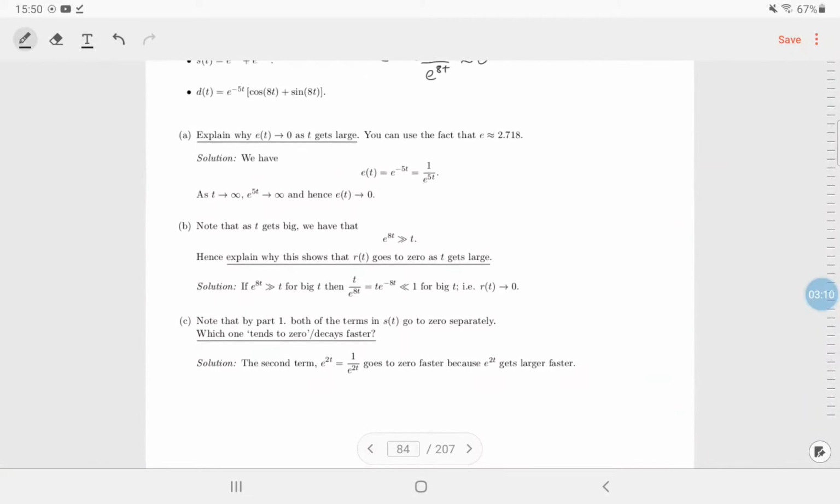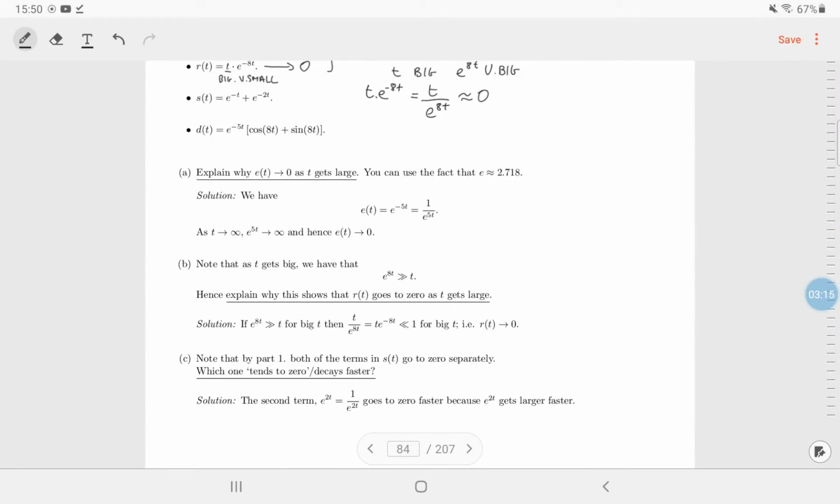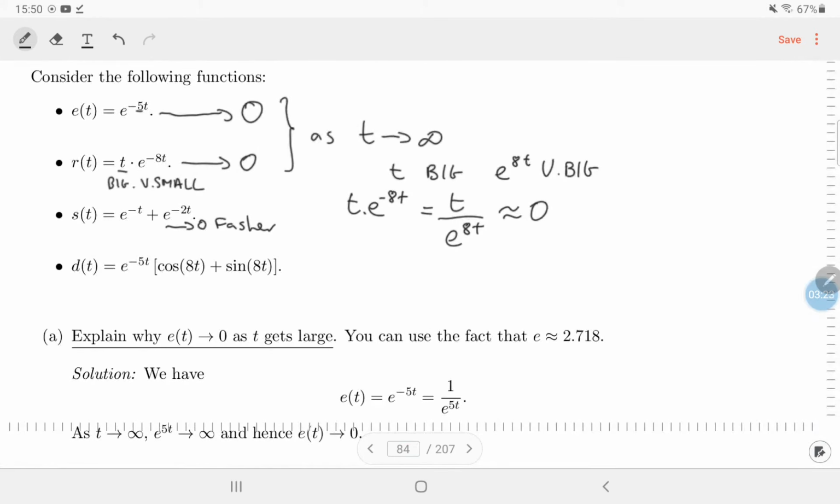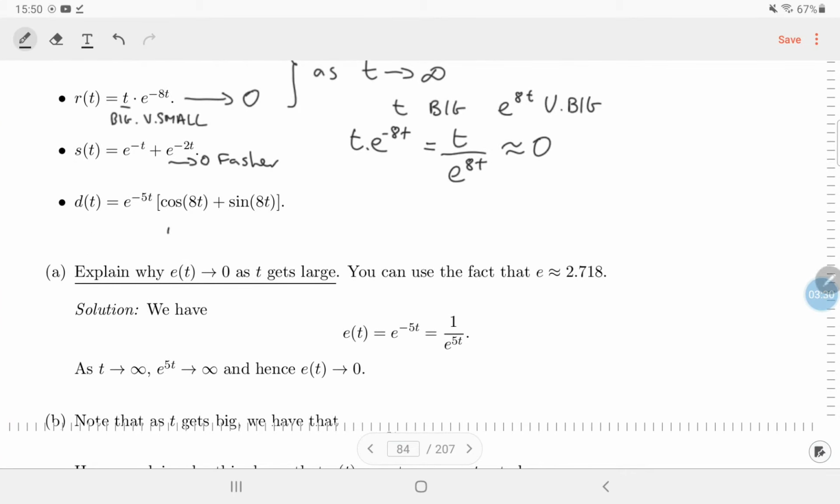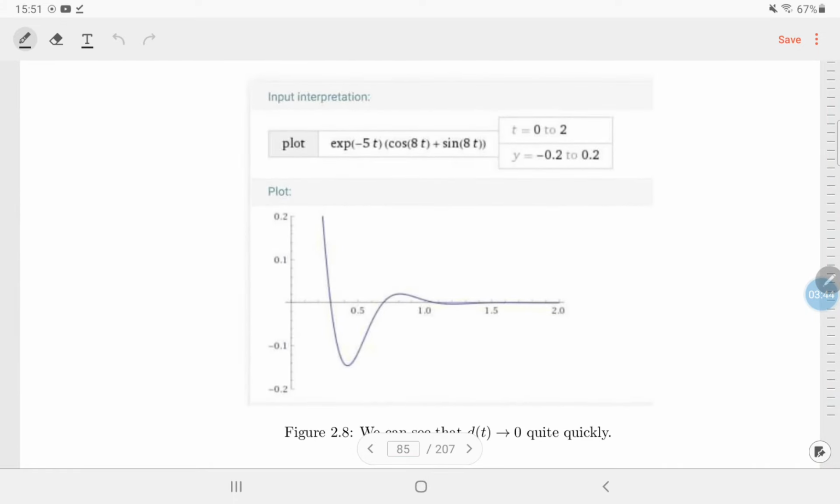And then the third one, both of the terms go to 0 separately. Which one goes faster? So this one goes to 0 faster. So we mentioned this above, the multiple of t says how fast it goes to 0. Now they have to be negative exponentials. And then what's going on here is you have a wave, but multiplied by something going to 0. So it'll be like a wave where the oscillations are getting smaller and smaller and smaller. So yeah, it does go to 0.